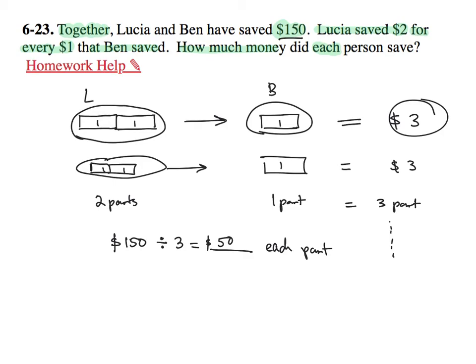So what would the picture look like? If Ben has $50, then Lucia would have double 50. So does that make 150 altogether? Yes. So with that picture, that information, go ahead and write in a complete sentence.